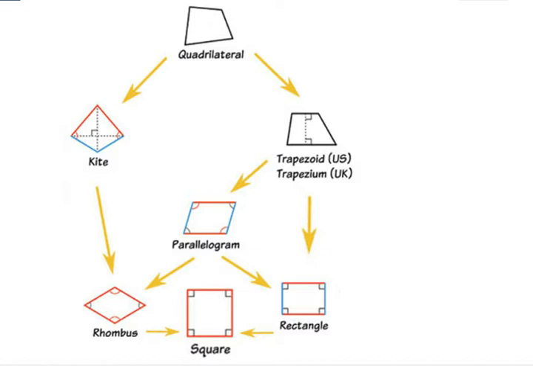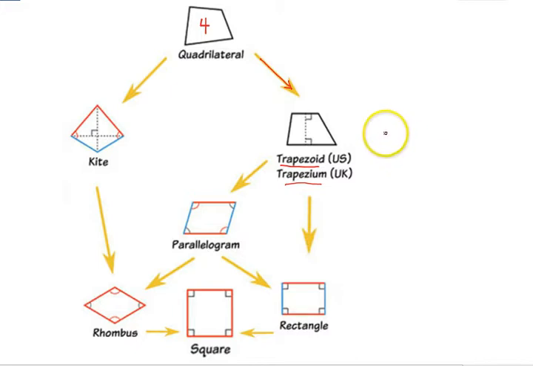We'll start up at the top with the quadrilateral itself, and that basically means that we have a four-sided shape. I'm going to follow the arrows down the right side of the tree first. Following this arrow, it points to the trapezoid, which is what we call this shape in the United States. In the United Kingdom, it's called a trapezium, so you might hear it called that name as well.